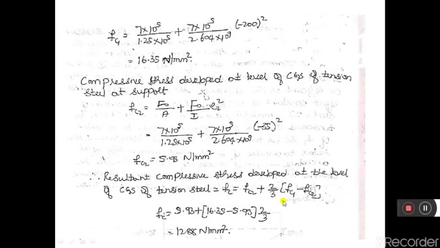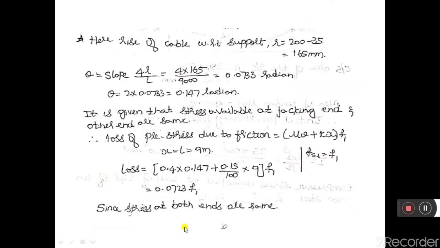So how is it obtained? If we draw a stress diagram for FC1 and FC2, it will be in the form of a parabolic curve. By considering a parabolic curve for FC1 and a rectangular portion for FC2, we will get this equation. So the average stress FC is equal to 12.88. Here you should remember this equation: FC is equal to FC2 plus 2 by 3 into FC1 plus FC2. Substituting the values, we get FC is equal to 12.88.